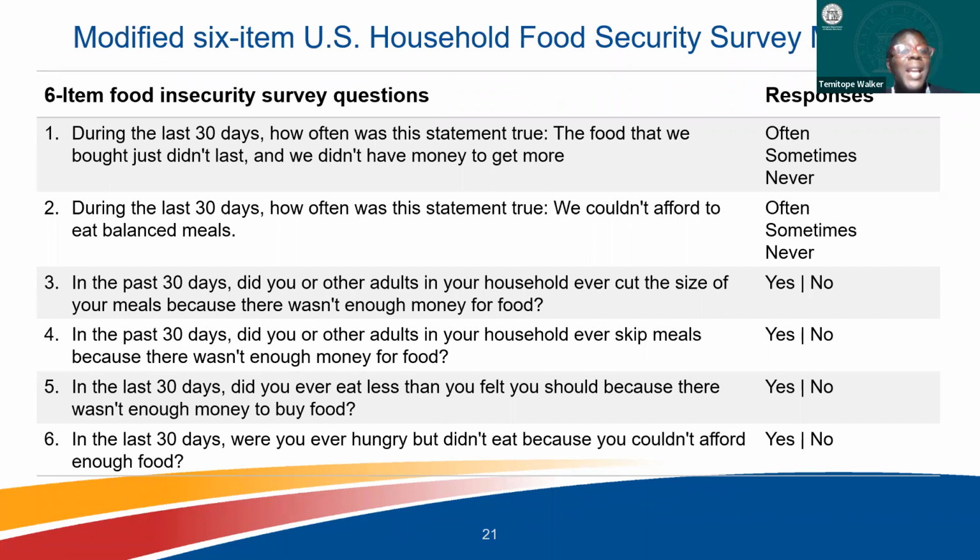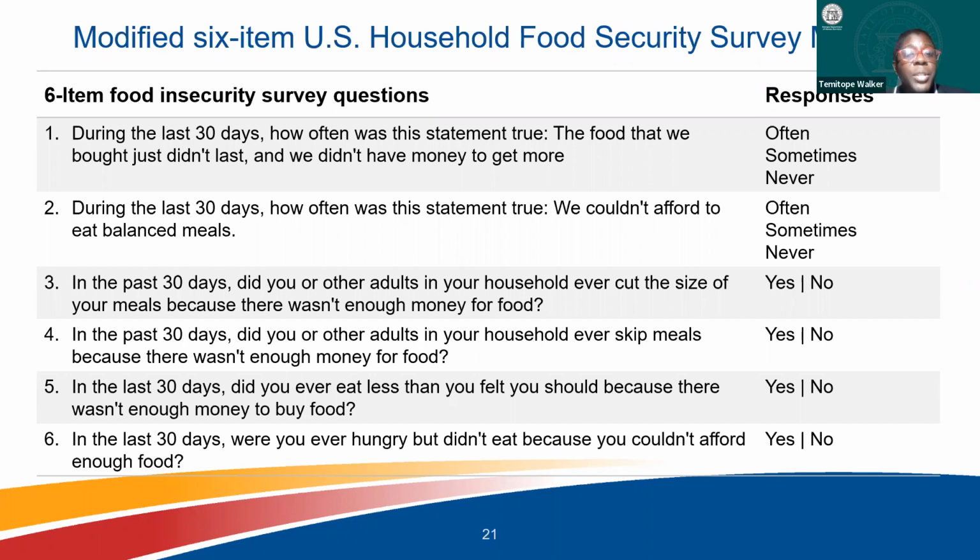And then it goes on with that same format of looking at 30 days back, with key parts that I want to highlight, which is getting at cutting a meal, skipping a meal, not having enough money by eating less, or going hungry altogether. So those are the 6 items that we use.